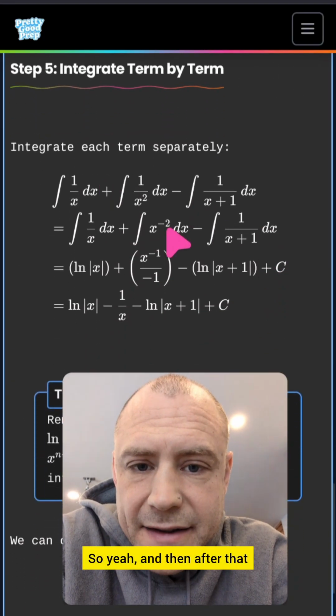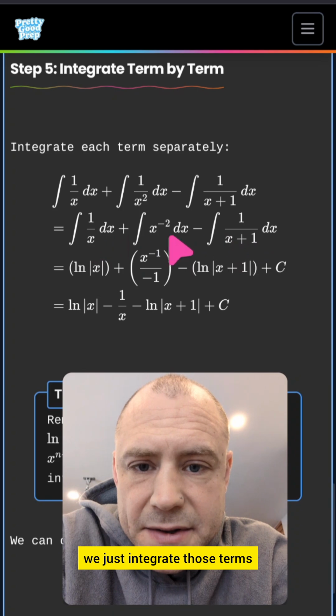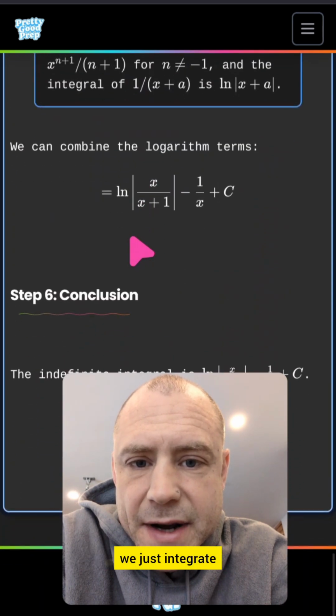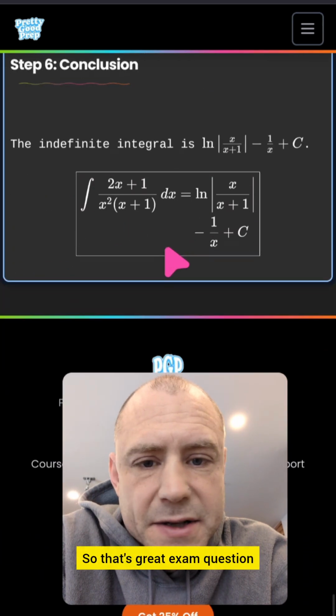So yeah, and then after that, we just integrate those terms. Now that we have those values, we just integrate and we get our answer there. So that's a great exam question.